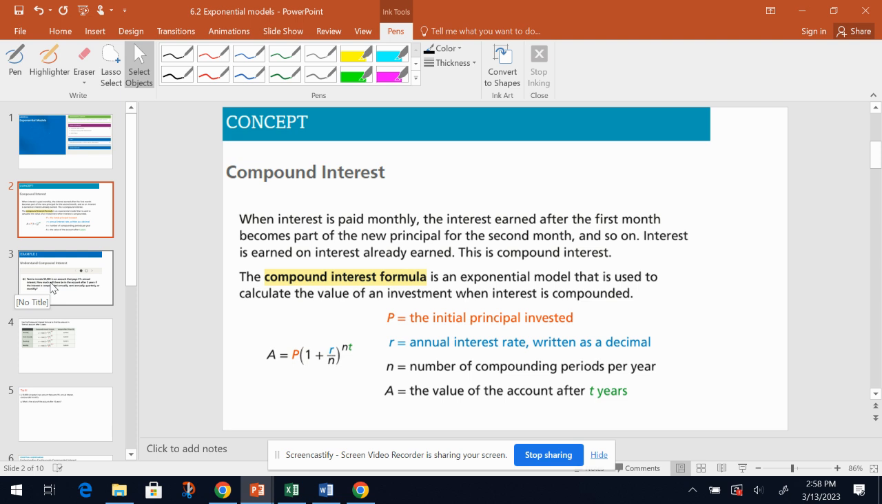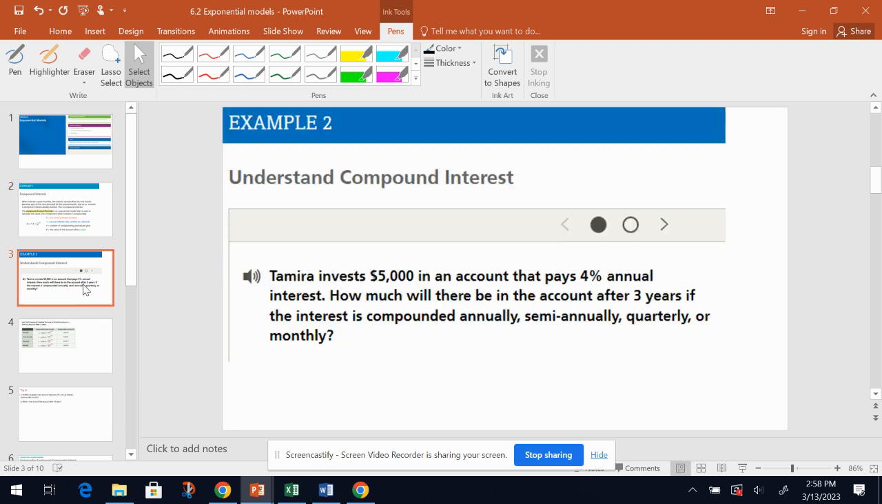Okay, so I want to look at an example here. I want to make sure that you have this formula written down, and you should be able to tell me what every single one of these variables is. So this first example says Tamira invests $5,000 in an account that pays 4% annual interest. How much will there be in the account after 3 years if the interest is compounded annually, semi-annually, quarterly, or monthly?